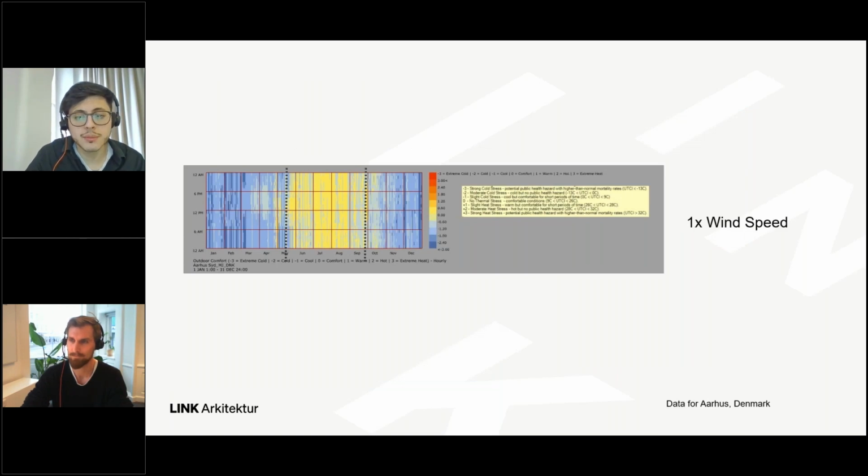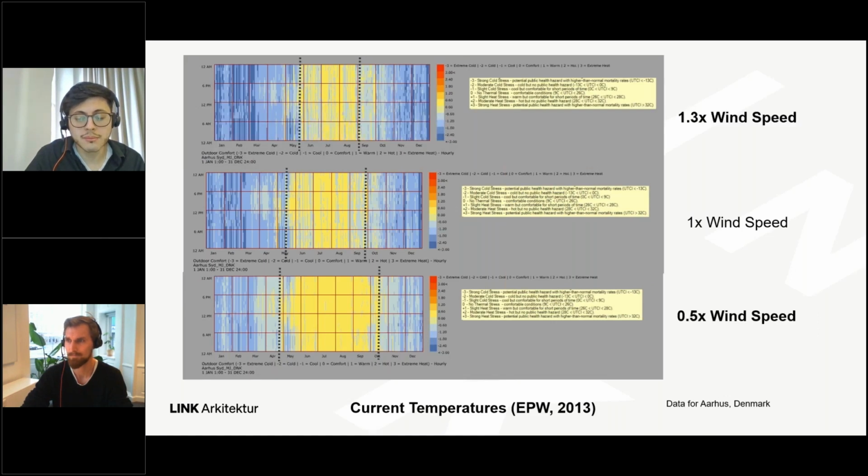So here is the example of analyzing how big is wind speed in the whole UTCI equation, and here we can see that this is the Universal Thermal Comfort Index for Aarhus with a nominal wind speed. But if we take this exercise and multiply it by 1.3 or 0.5, here we can see how big can be the impact of wind speeds for achieving comfort in this environment. So this is done with the current temperatures of the EPW file, which is dated by 2013.